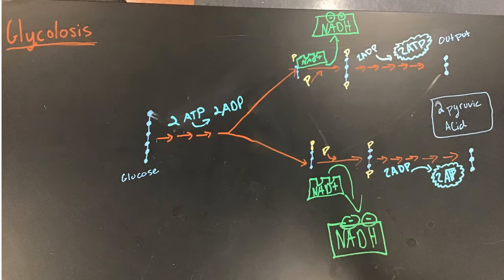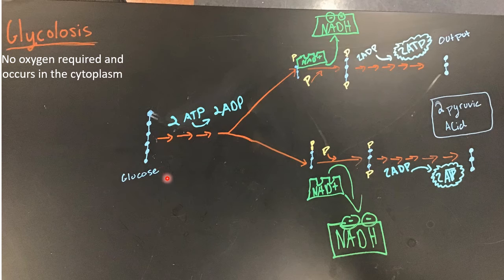Glycolysis occurs in the cytoplasm, and no oxygen is required to start glycolysis. So our first step in glycolysis is we will obtain a glucose molecule from the food we eat, and then in order to break down this glucose molecule, we will have to invest 2 ATP molecules in order to split this molecule.